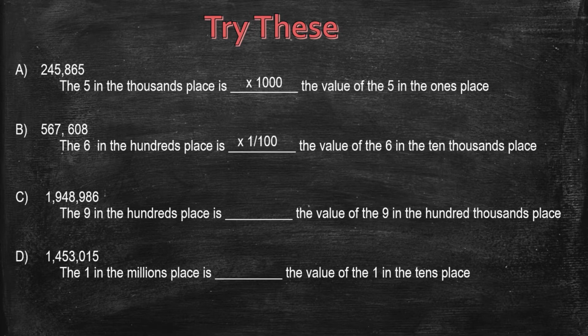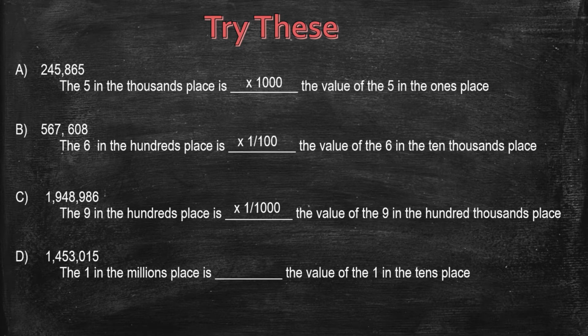Looking at C, 1,948,986. Well, the 9 in the hundreds place is blank the value of the 9 in the 100,000s place. Well, the 9 in the hundreds place is to the right of the 9 in the 100,000s place. So it's a smaller number. But how many place values difference is there? 3, giving us 3 zeros. And because the 9 in the hundreds place is smaller, it's just a fraction of the 9 in the 100,000s place, giving us 1/1000th the value.